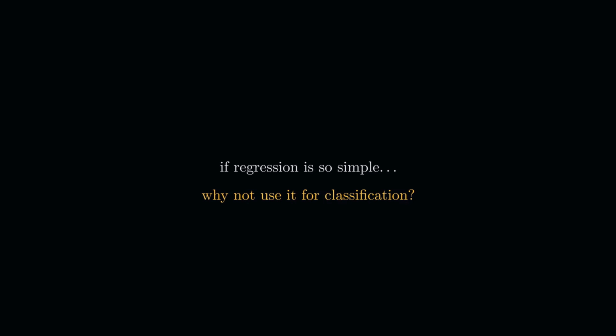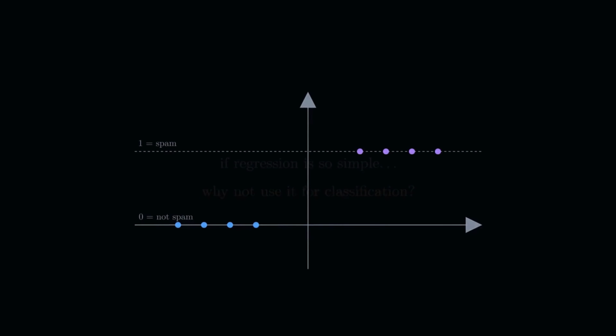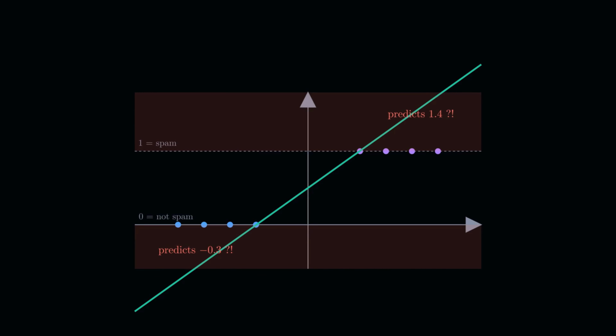Now, here's a question worth sitting with. If regression is so simple, why not just use it for classification? Label spam as 1 and not spam as 0. Fit a straight line and call anything above 1/2 spam. Now, if we try it, it's obviously going to break because the line doesn't stop at 0 and 1. If we push the inputs far enough, it can predict 1.4 or negative 0.3 because lines are infinite. Values that are meaningless as how spam this is.